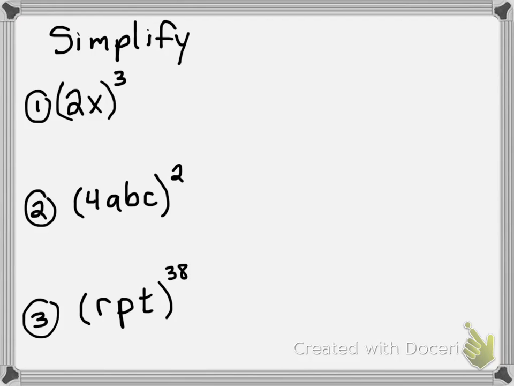Okay, we have (2x)^3, (4abc)^2, and (rpt)^38. So see if you can use the rule we just talked about to simplify these.